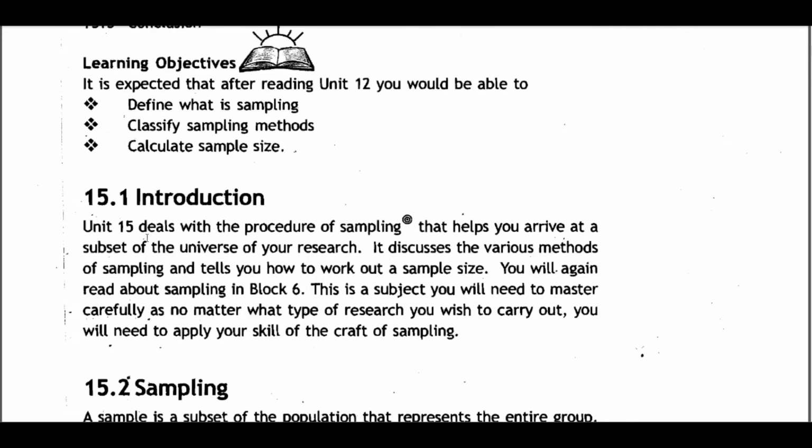15.1 Introduction. Unit 15 deals with the procedure of sampling that helps you to arrive at a subset of the universe of your research. It discusses the various methods of sampling and tells you how to work out a sample size. You will again read about sampling in Block 6. This is a subject you will need to master carefully, as no matter what type of research you wish to carry out, you will need to apply your skill in the crafting of sampling.